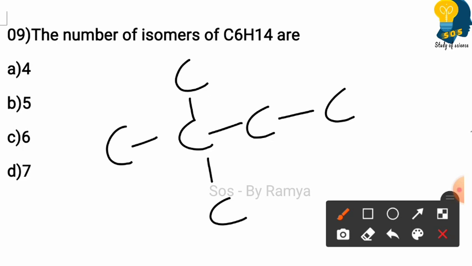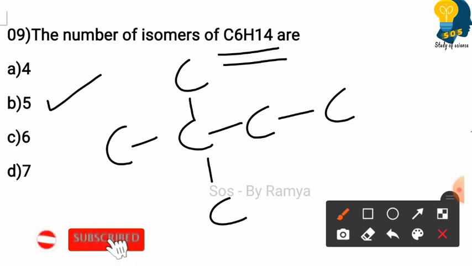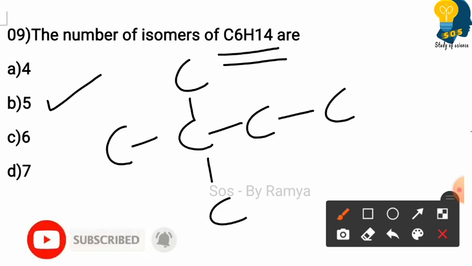So the number of isomers which you can draw for C6H14, that means hexane, is 5. Totally 5 structures you can draw. So the correct answer is option B, 5. In your examination also you can draw the structures and check for any of the given compounds.